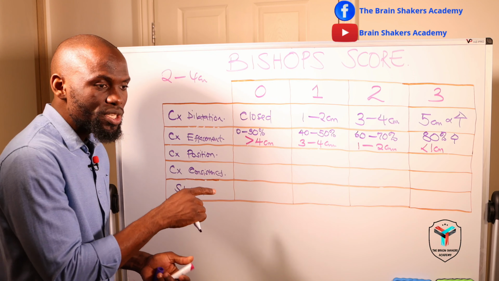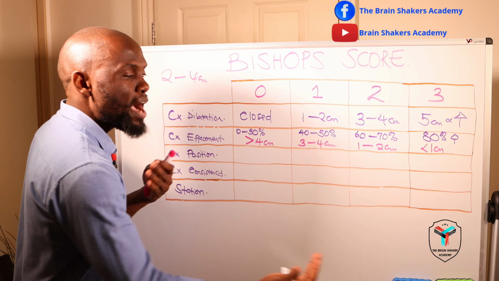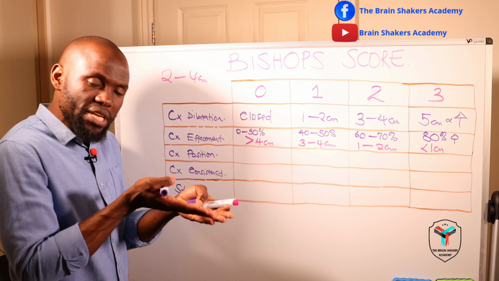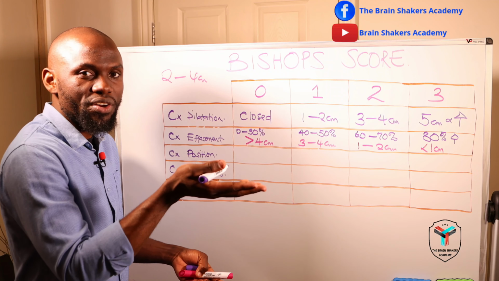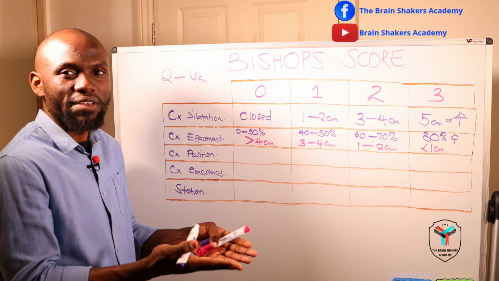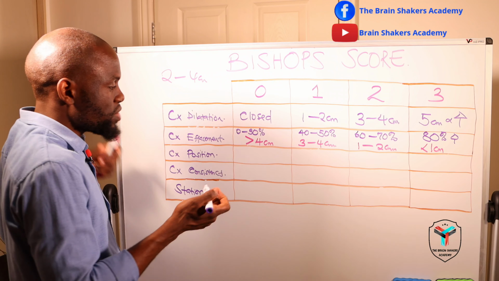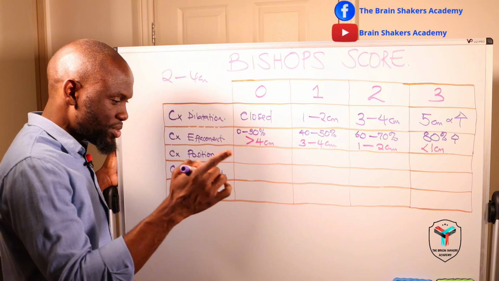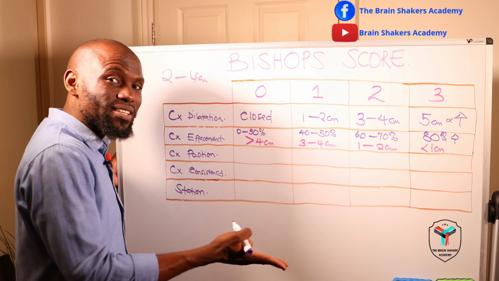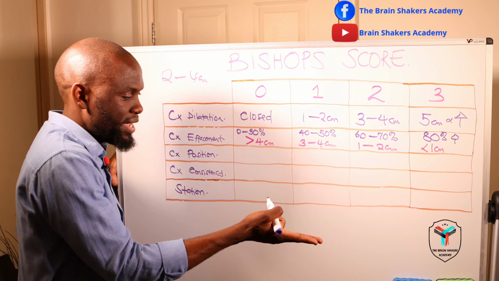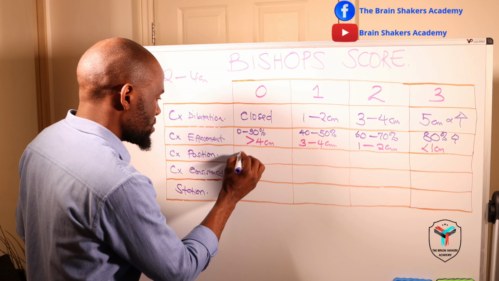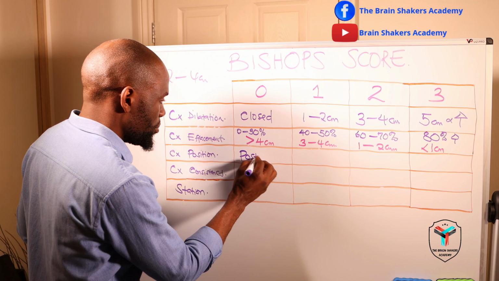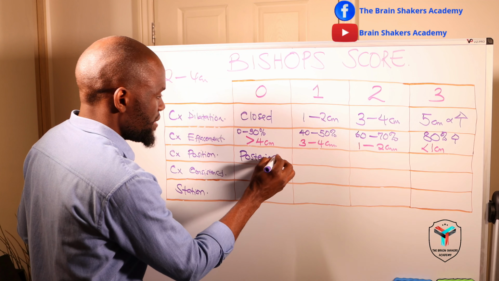So the cervical position: is the cervix far posterior? Is it in the middle aspect, or is it in the anterior aspect? Obviously you want a cervix that is in the anterior aspect. So if the cervix is in the posterior aspect, you have a hard time actually getting to the cervical os, then you score it a 0. So we are going to have a posterior cervix here.